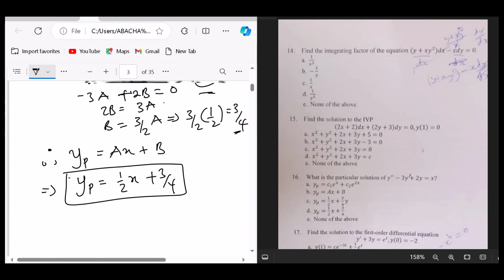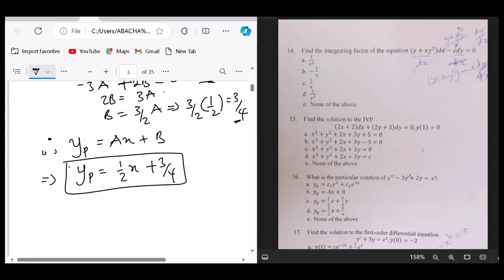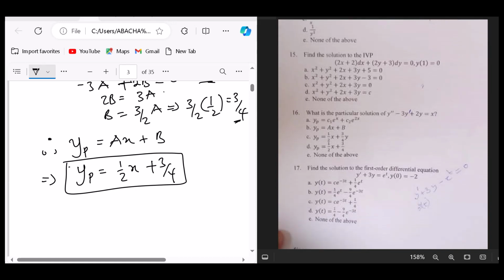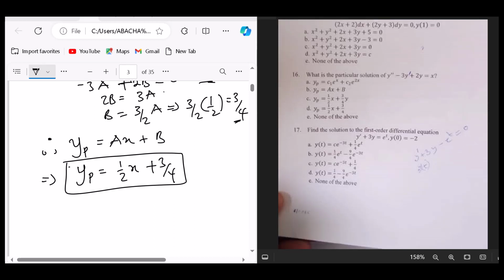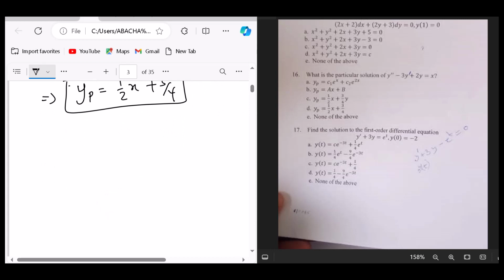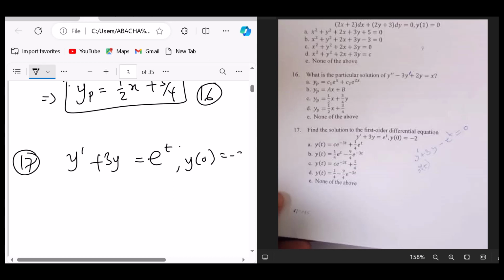Okay, so we have question 17, which says that find the solution to the first order differential equation. So that will be the last one on this particular series. So question 17, so this was 16, now we are looking at question 17. So we have y prime plus 3y equals e power t at y of 0 equals negative 2.